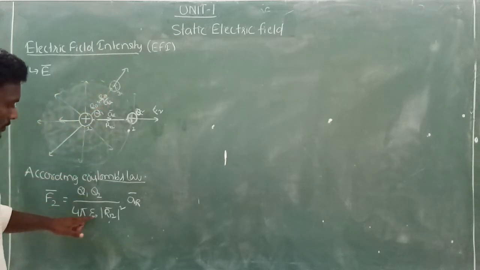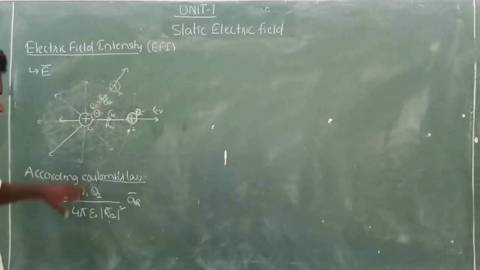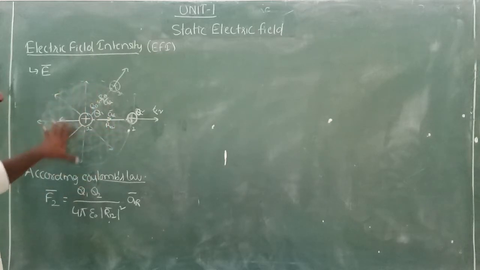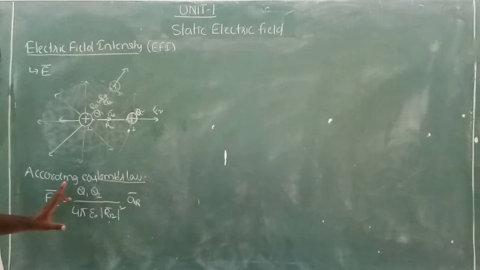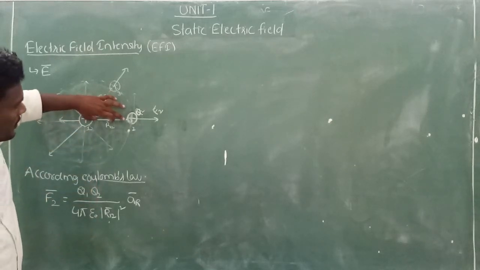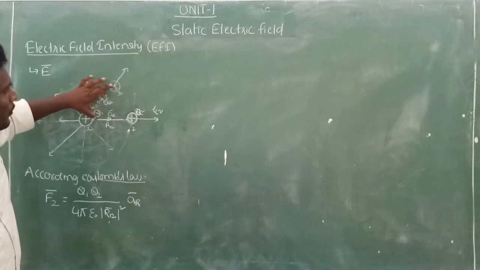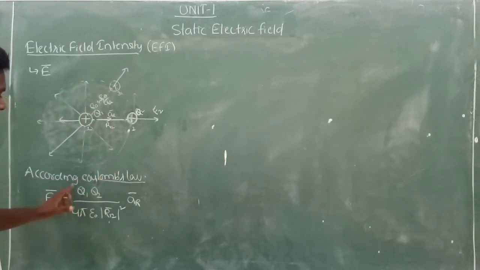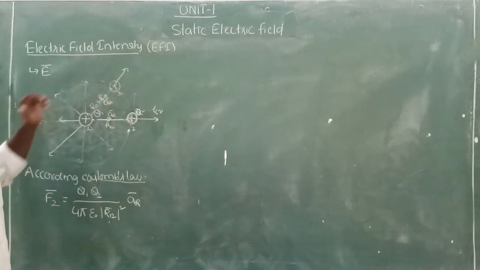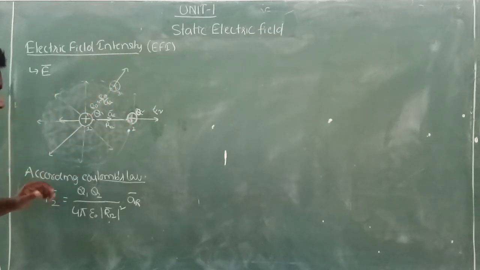Next, 4 pi epsilon naught is also the same. Why? Because I am not changing the media here. So that's why epsilon naught is only there. Next, what is the distance here? The distance here is R12. The same distance I am moving, so the distance is not changing. So without disturbing any quantity in this expression, how can you think that the force is changing from position 2 to position 3? So it is not changing.